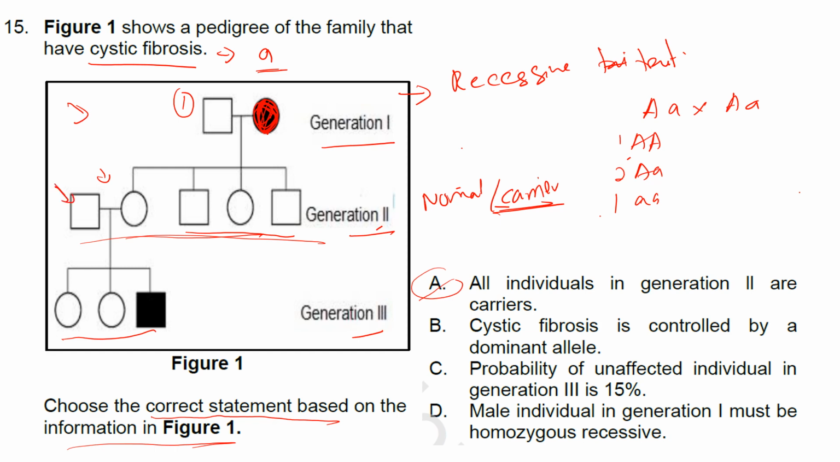This individual, the male here that marries the first daughter of the couple, is also heterozygous. So the genotype will be something like this: capital A, small a, and then the chances of having a child with the disease is 25%.